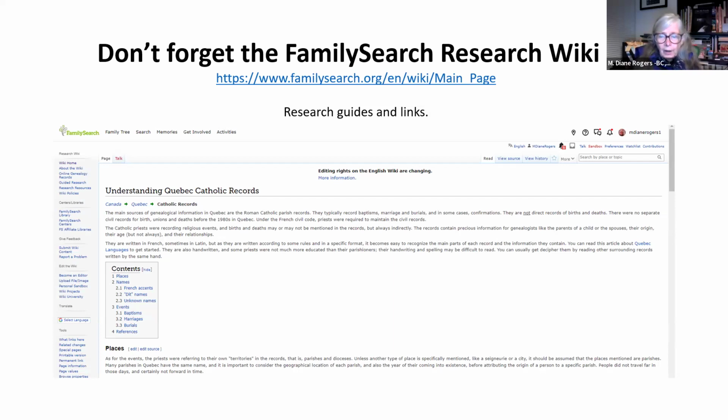So keep an eye on the Family Search Wiki. There are pages there for every province and good information. Many links there, again, would go to other websites. But of course, Family Search itself has a good selection of Canadian records that you can read right there.